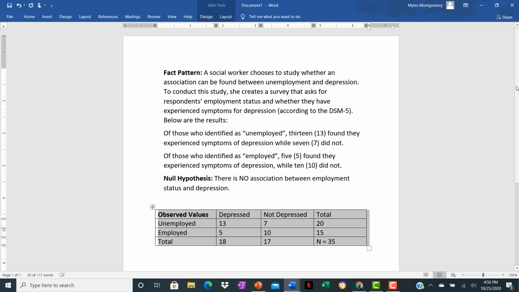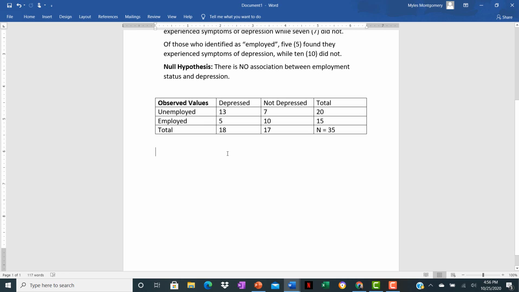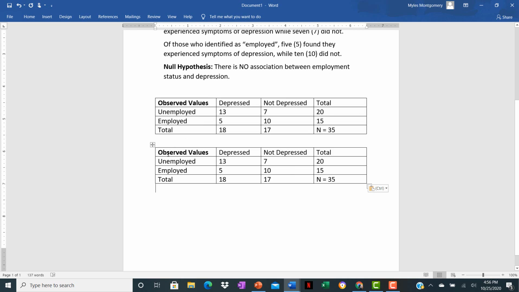I'm going to copy this cross tabulation and come down here and change the nomenclature from observed to expected values. I'm going to take out the center values because we need to find the expected values. The way we do this is by looking at the n's for each cell. For the cell unemployed and depressed, we go down and see we have 18. Then if we come across, we see we have 20.